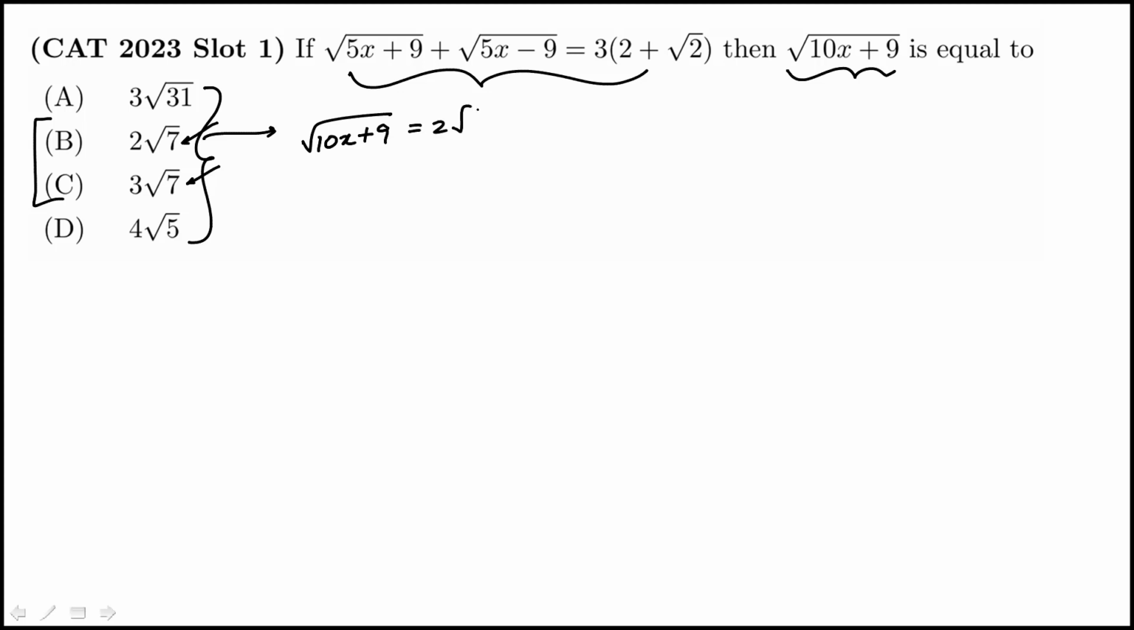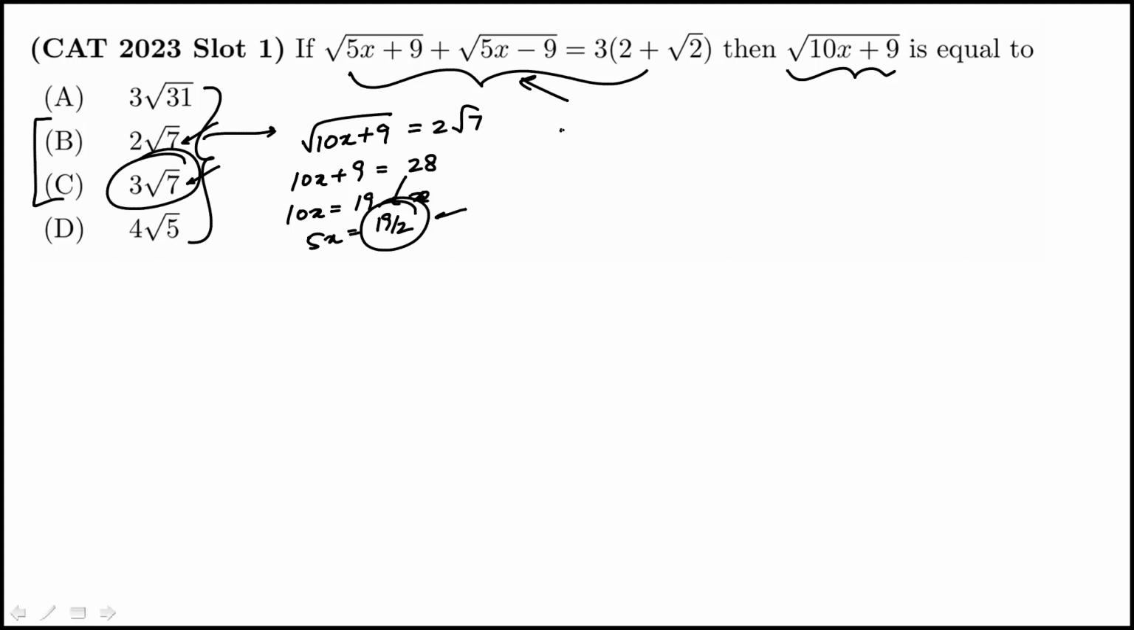2 root 7. And what I need to do is to extract x or 5x and then plug it back in to check to see if that works out. So I'll square both sides. 10x plus 9 is equal to 28. 10x is 19. That means 5x is 19 over 2. Well, that's kind of getting messy. Prime number. I'm going to try this. I might have to come back to that.